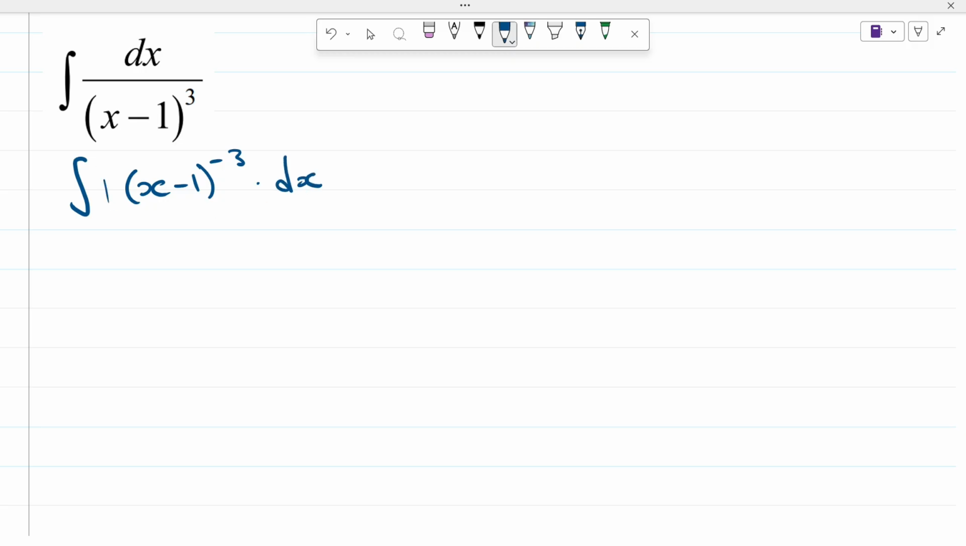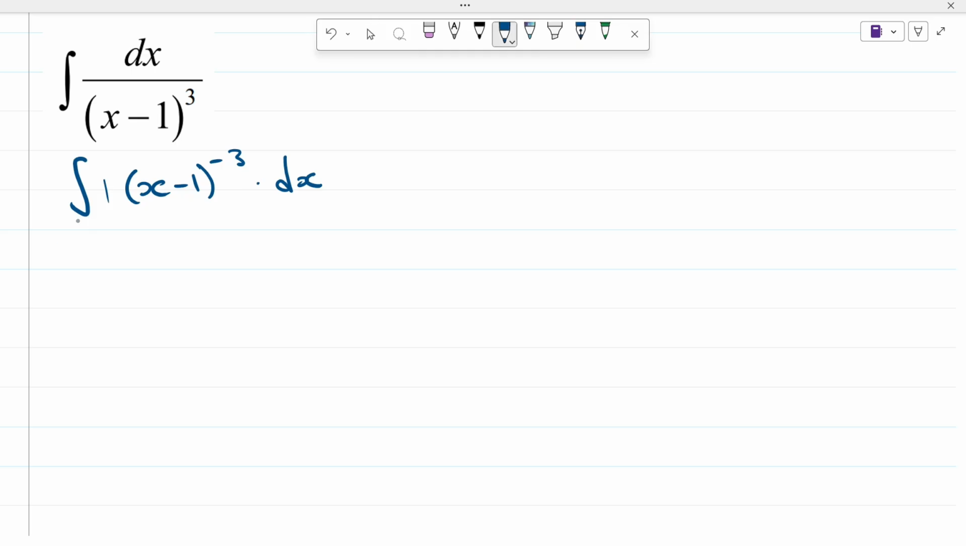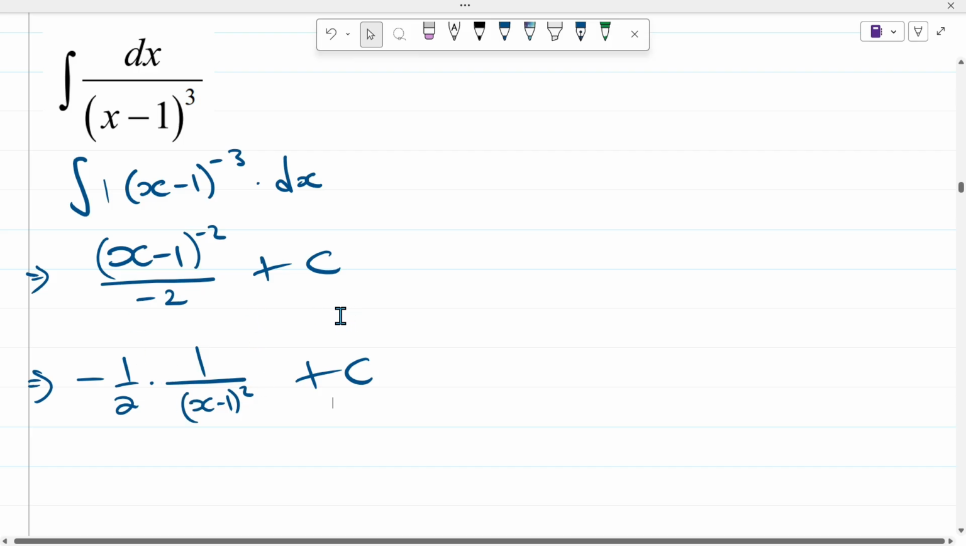So we already have a 1 here, meaning we can use the general power rule, because n is not equal to -1. So this is just going to be x minus 1 to the power minus 2 divided by -2 plus c. Then of course you can rewrite this nicely as -1 over 2 multiplied by x minus 1 squared plus c. So that becomes your answer.